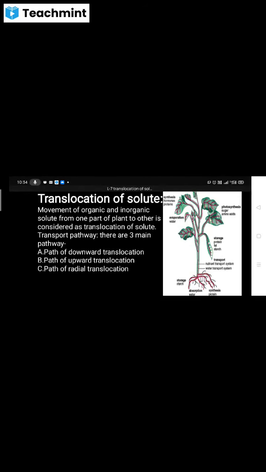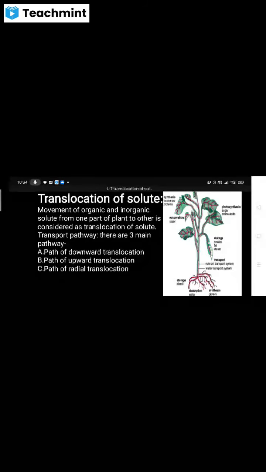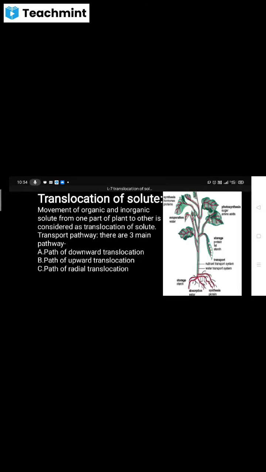The next point in your syllabus is the translocation of solute. This is the last point in your second unit, which is physiology. So what is the translocation of solute? It means the movement of organic as well as inorganic solutes from one part of the plant to the other part.